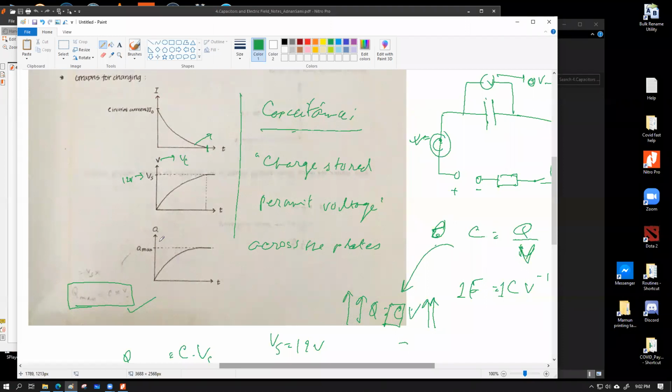Yes, the effective EMF of the circuit is decreasing because of the increase of the voltage across the capacitor. These graphs are for the capacitor property, not for the whole circuit.